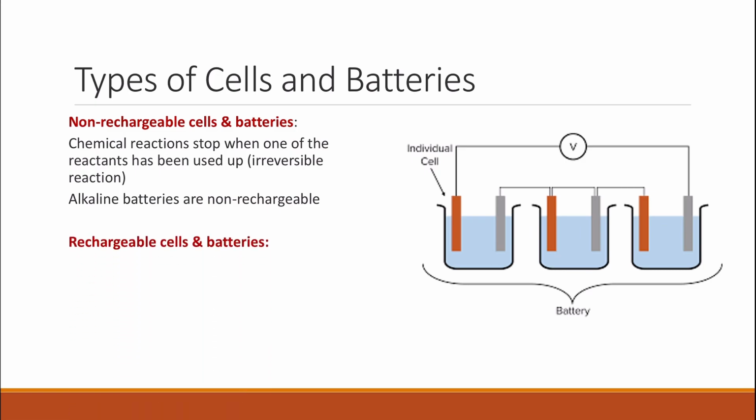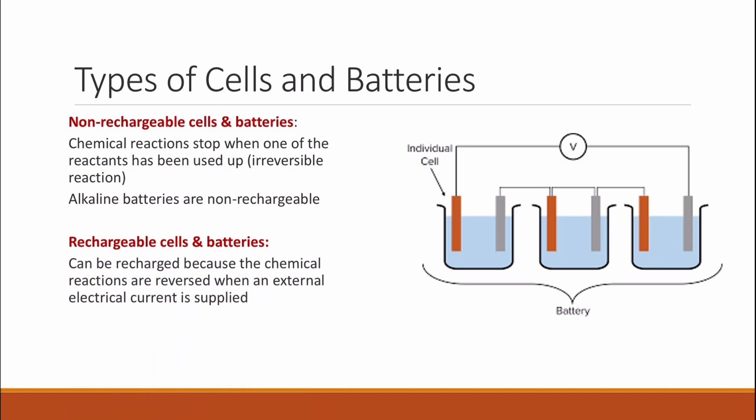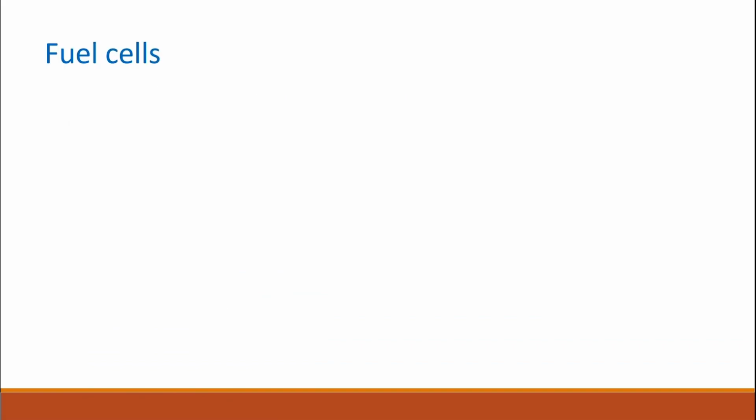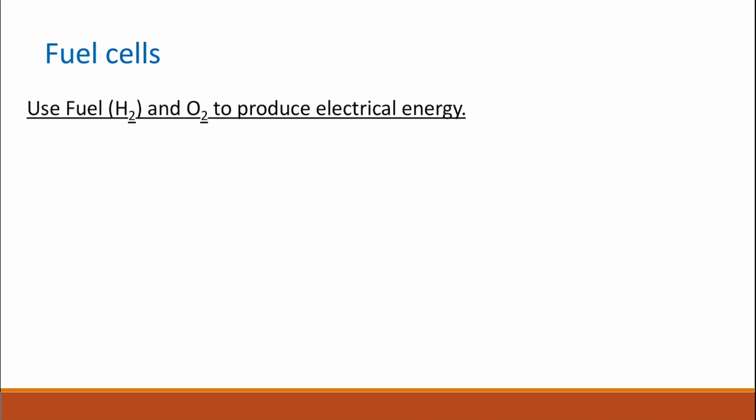There's also the second type, which is the rechargeable cells and batteries. In this case, they can be recharged because the chemical reactions are reversible, and the reactants can be regenerated when an external electric current is supplied. One type of these are the fuel cells. Fuel cells use hydrogen as fuel and oxygen to produce electrical energy.